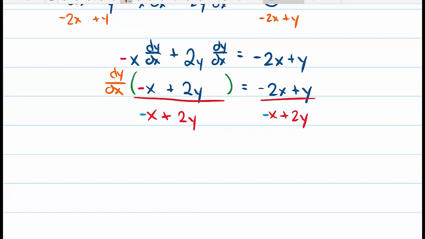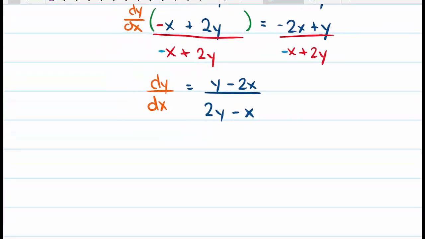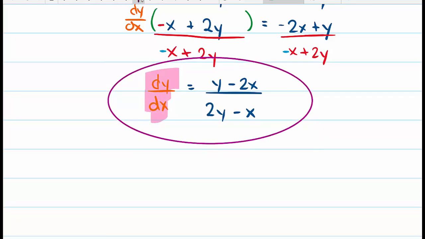Okay. So we're left with dy/dx is equal to y minus 2x divided by 2y minus x. Now, the only reason I wrote it like that is just because I like positives in the front. That's the only reason. Okay? So that was step 1. We got dy/dx all by itself. That's good. This is fantastic.